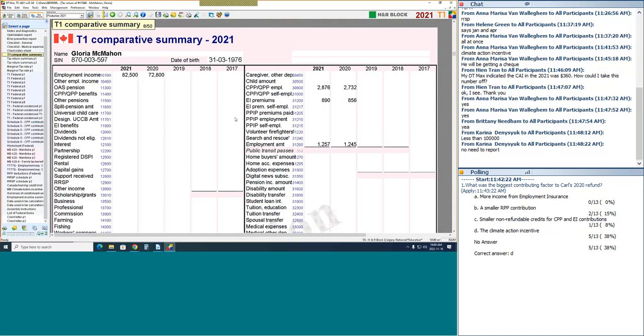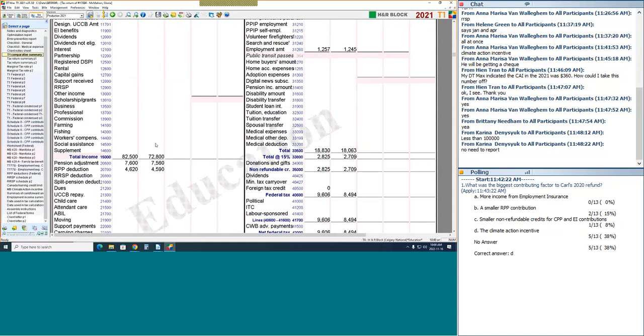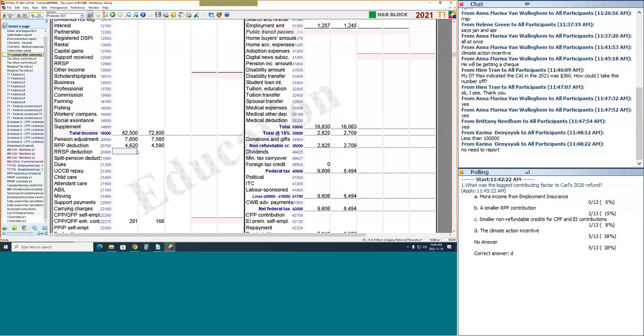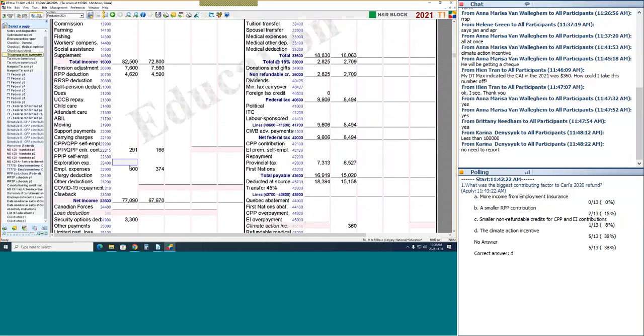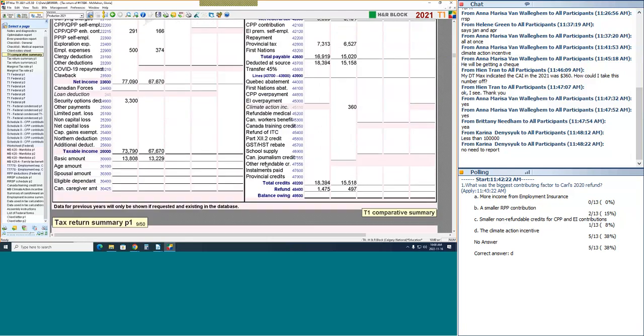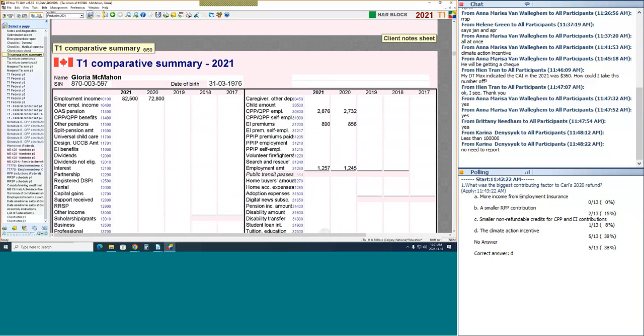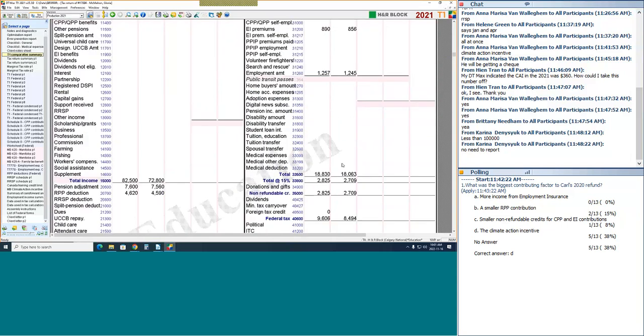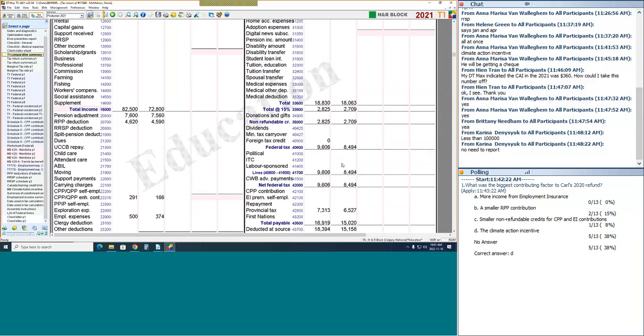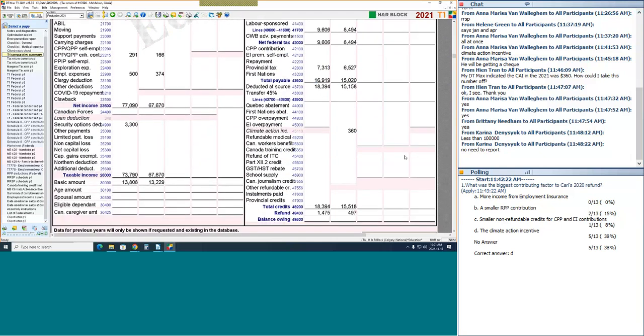But for a quick view between the comparative summary, I want you to notice her employment income went up. Her registered pension plan deduction went up as her income did. We normally see that. Her employment expenses went up. She had fewer days in 2020 and more days in 2021. There's her security options deduction. Everything else went up with inflation, which we expect to see. But remember, EI and CPP are always adjusted for by your employer, so they should not have an effect on your refund at the end unless there was a significant overpayment. And then down at the bottom, climate action incentive last year is not going to show up this year, which is fine. So we have that there as well.